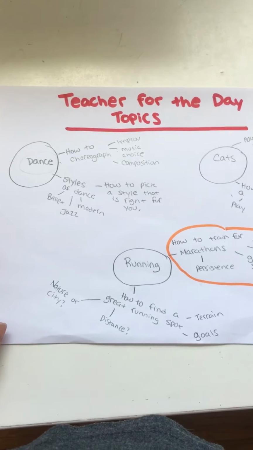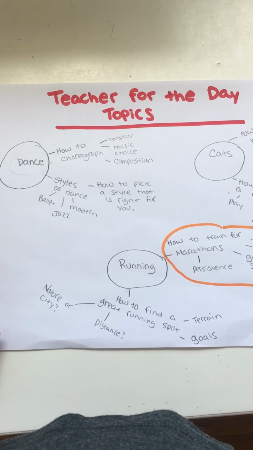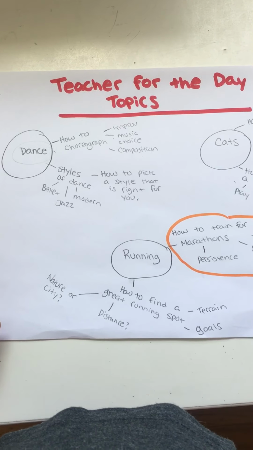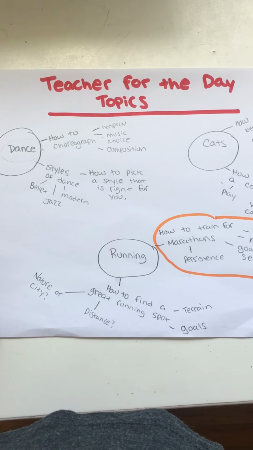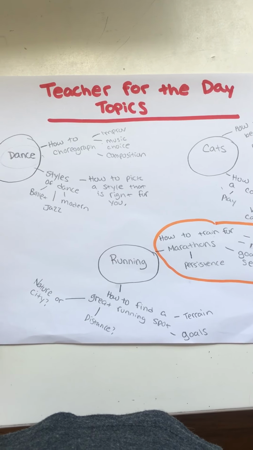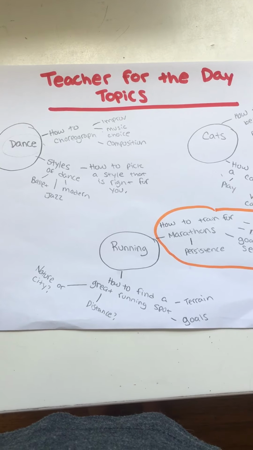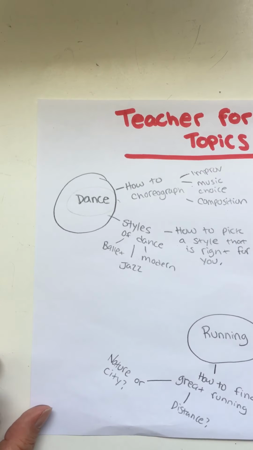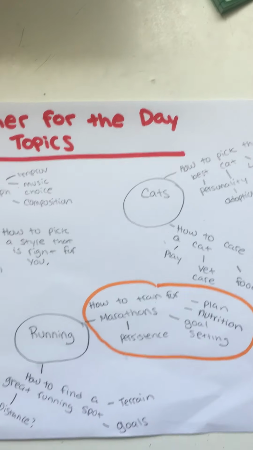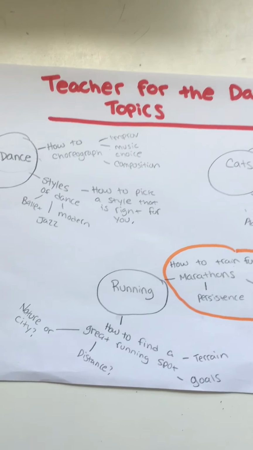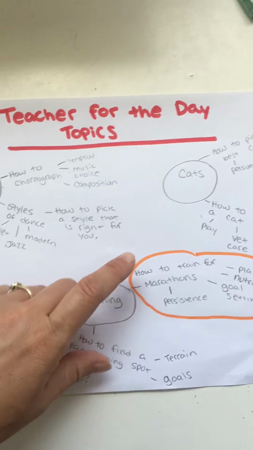I got out a blank sheet of plain white paper and I thought to myself, what are all of the things that I know a lot about? What are some things that would be really fun to teach the class? The first thing I did is I thought, well, I know a lot about dance. I know a lot about cats, and I know a lot about running. So I put those in these big circles.